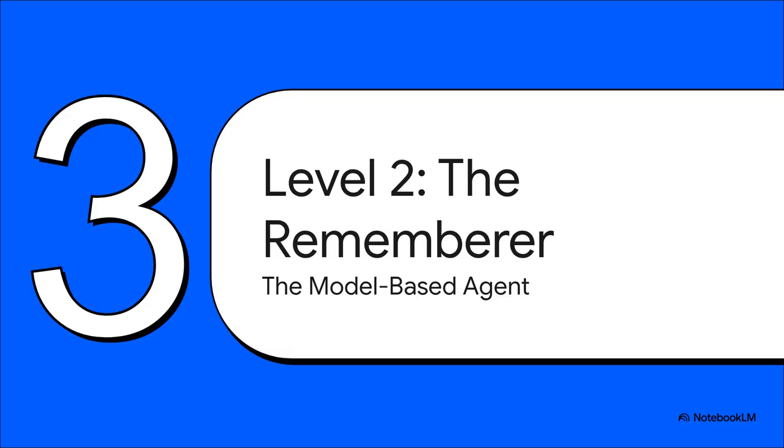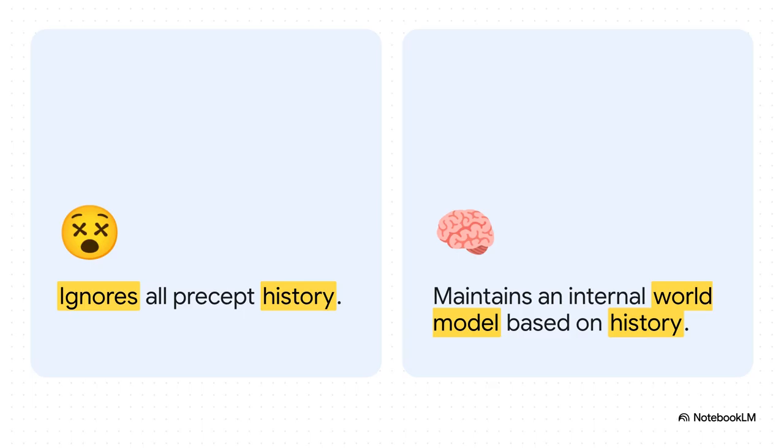Okay, let's give our little guy that upgrade. Welcome to Level 2, the model-based agent. My nickname for this one is the Rememberer, and trust me, this is where our agent starts to get genuinely smart. So, what's the big difference? Well, our level 1 reactor was totally blind to history, right? The Rememberer, on the other hand, builds an internal model of the world. You can literally think of it like a little map inside its own head. A map it's constantly updating so it can keep track of stuff, even things it can't see right this second.